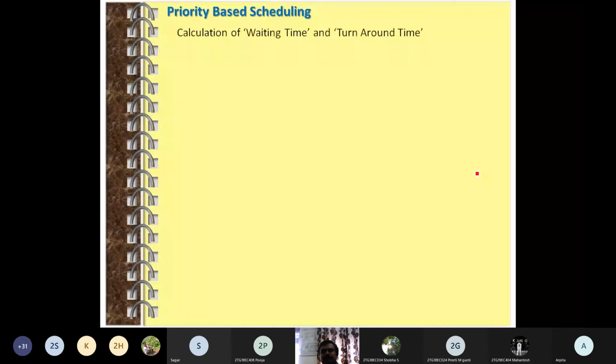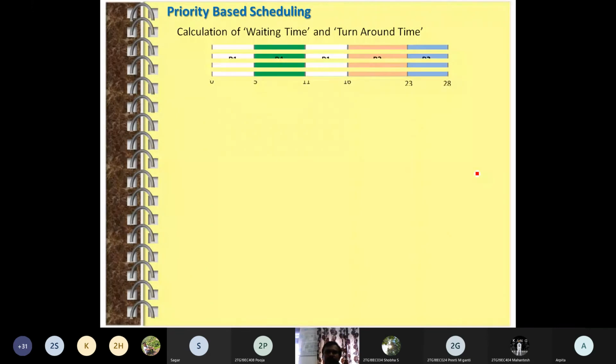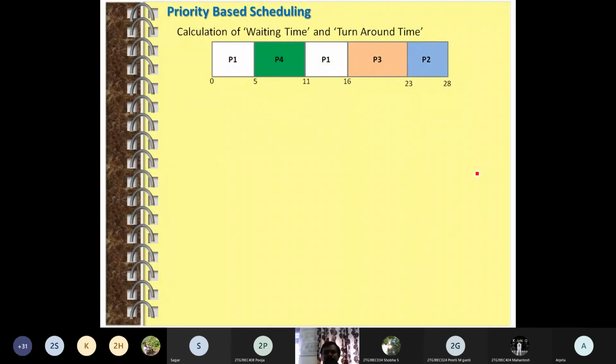So this one is the fashion of priority based scheduling. Now if we go for the waiting time and turnaround time, if we look at this complete execution slot, we are going to observe P1 runs first, and it is going to be preempted by P4. After completion of P4, once again P1 is going to execute, later P3, then P2. So the overall time period is 28 milliseconds.